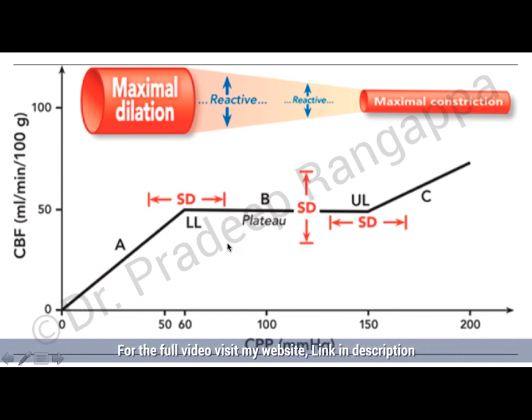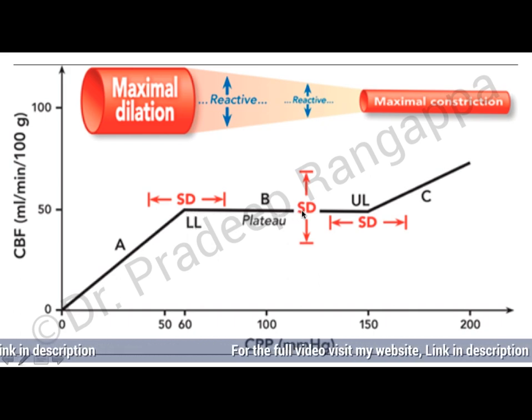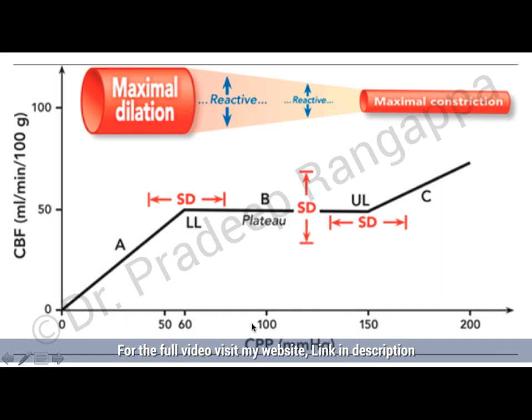If you look at this curve, what this graph shows is cerebral perfusion pressure here, and cerebral blood flow here. As you see, as the cerebral perfusion pressure keeps increasing, at one stage the cerebral blood flow plateaus even in the face of an increase in cerebral perfusion pressure. So there is maximum dilatation at the outset, then slowly it plateaus. Up to 60 is the threshold.